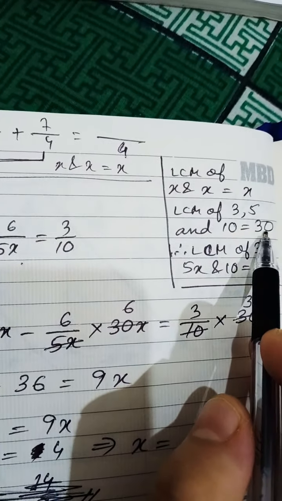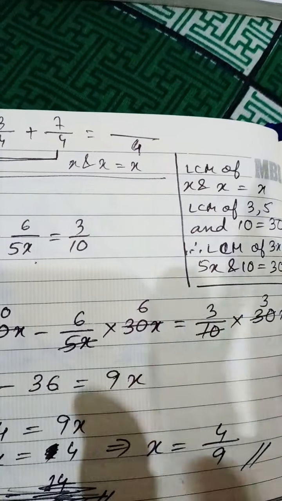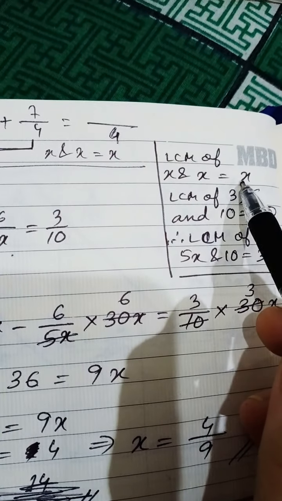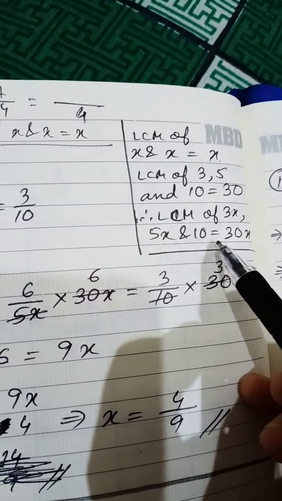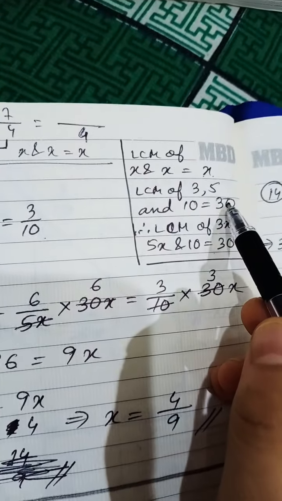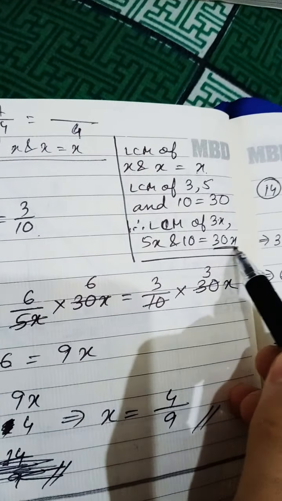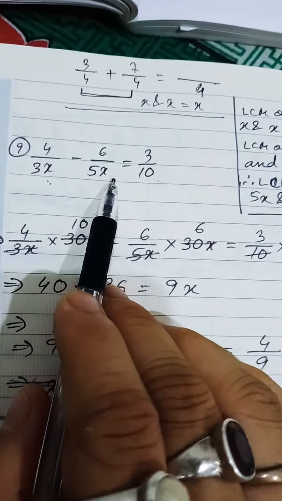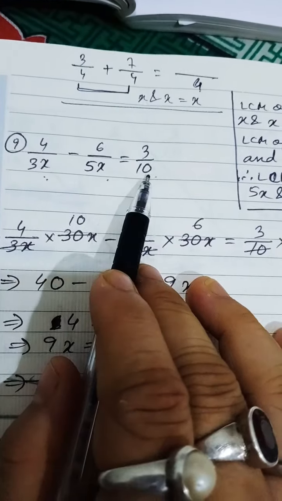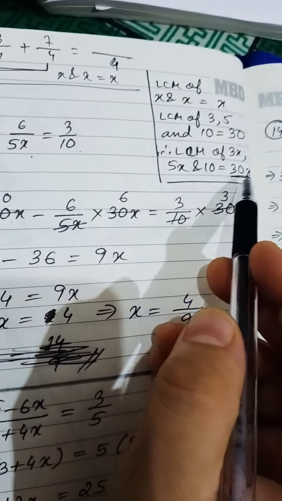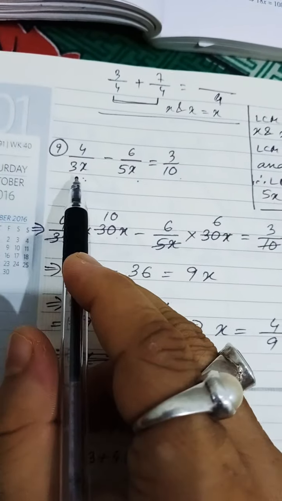So in total, we know that LCM means the product of all the factors. So first we got the LCM of the numbers, 30, and then the LCM of the variable x is x. So ultimately, the LCM of 3x, 5x and 10 will be 30 into x, that is 30x. So simply remember that the LCM of x will be x, and then you find the LCM of the numbers and write it with x. Now 30x is the LCM, so I am multiplying 30x with all the terms.